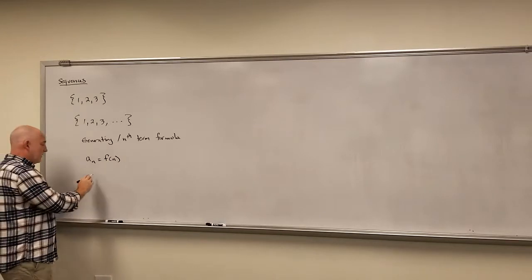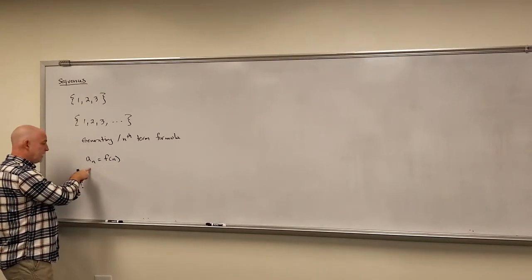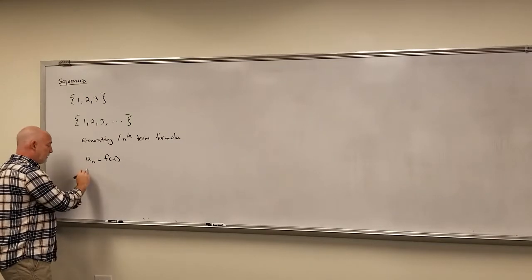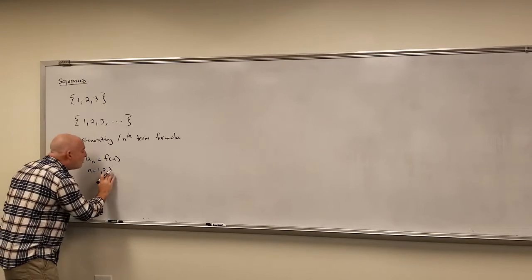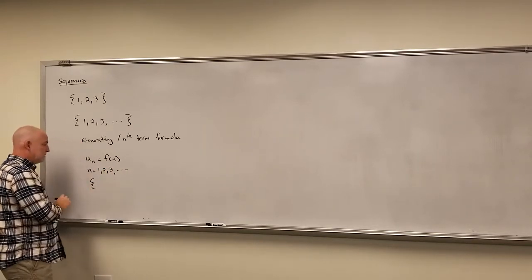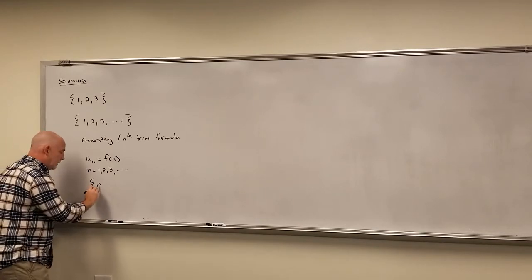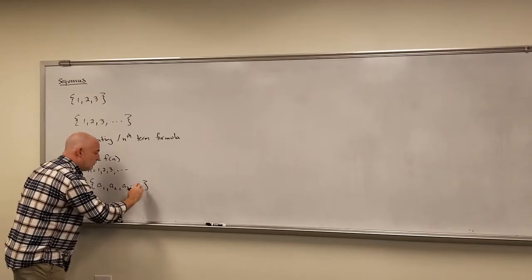Now what do we mean by that? Well, it means this is just going to be some function that has n's in it, and it's going to tell us what every a sub n is. Now in here, n is our index, and that's going to run from 1, 2, 3, and so on. So this would generate the sequence. When we plug 1 in there, that would be A1, A2, A3, and so on and so forth.